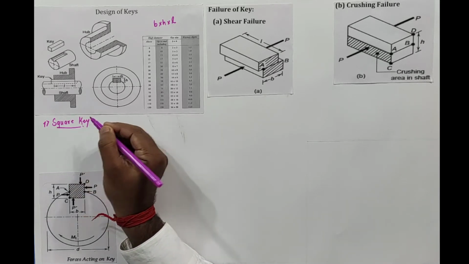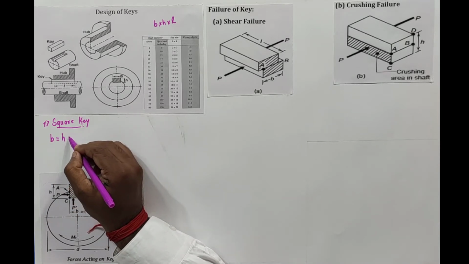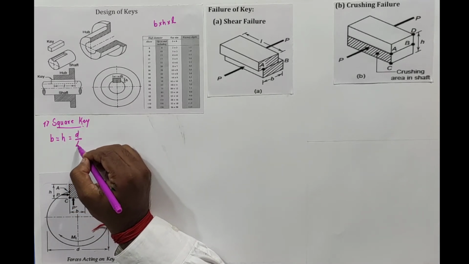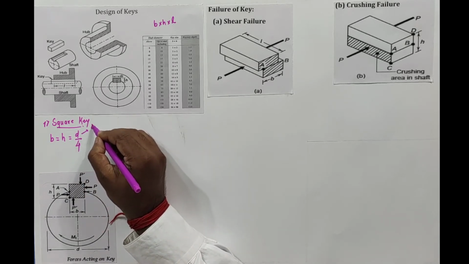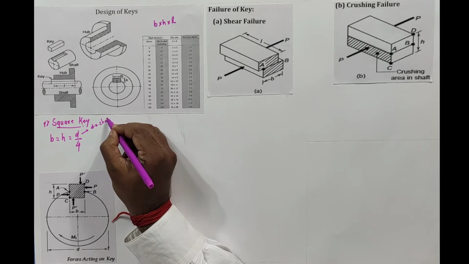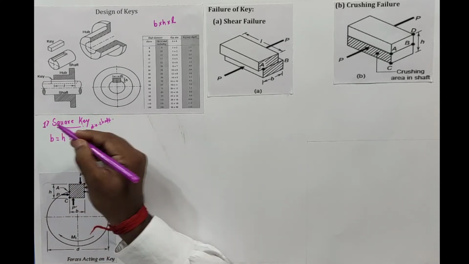Now, in case of the square key, what happens? Width and height are always equal to d by 4. D is nothing but the diameter of shaft. Correct? B is equal to H, height is equal to d by 4.